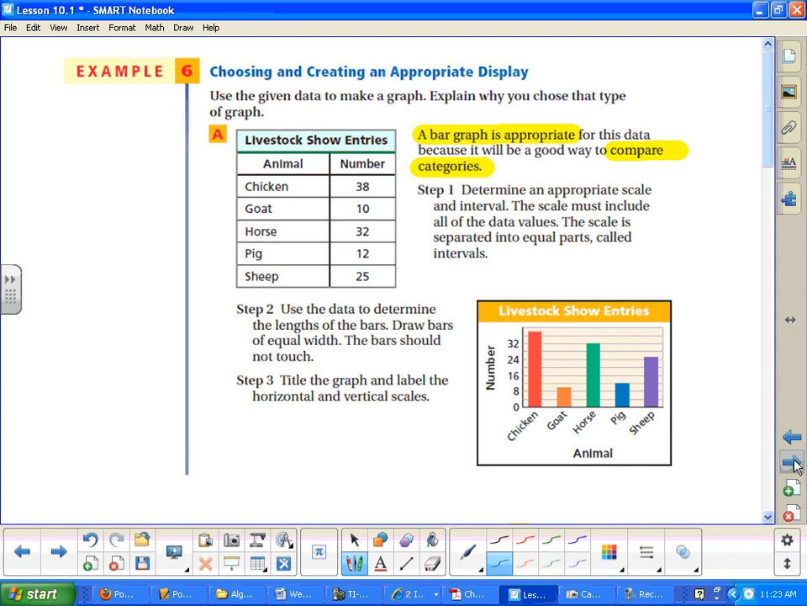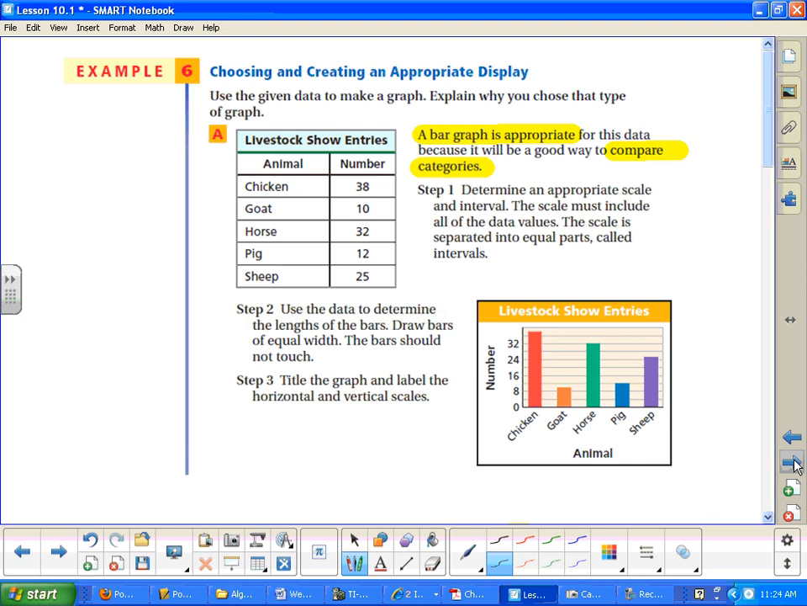So letter A here shows us livestock show entries. That gives us some animals and how many animals. So here we have a situation where we have categories. I also know the number of animals, but I don't know if that was every animal at this livestock show. So I don't know if it was the whole thing, but I do know there are different categories, so I could display it in a bar graph, because they show me specific categories, but they're really not talking about the whole complete thing.